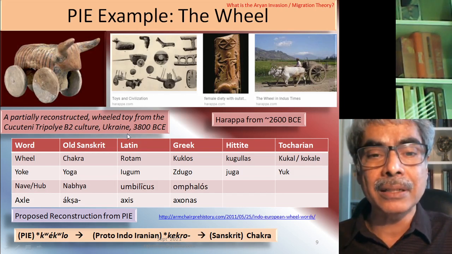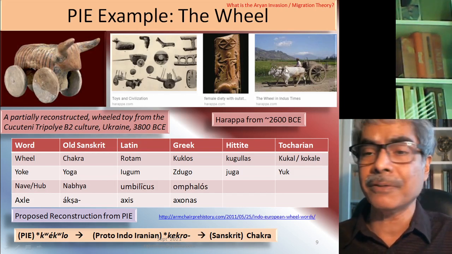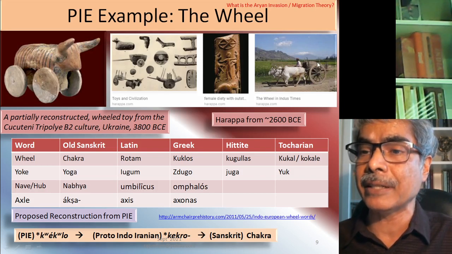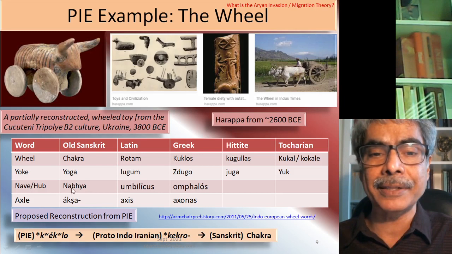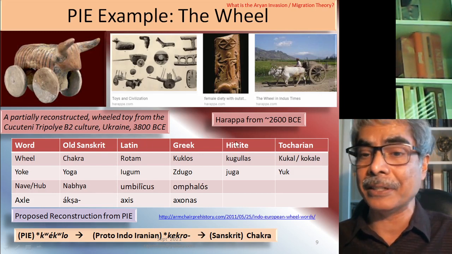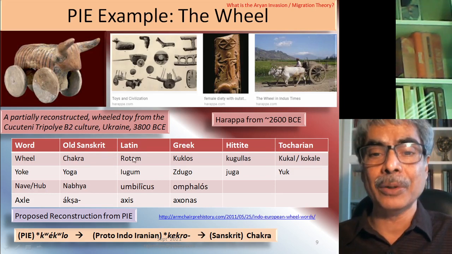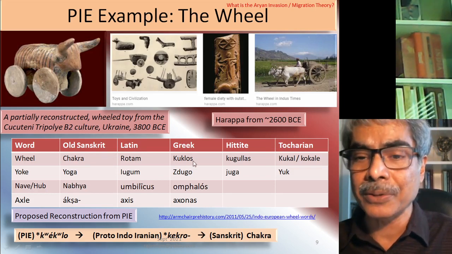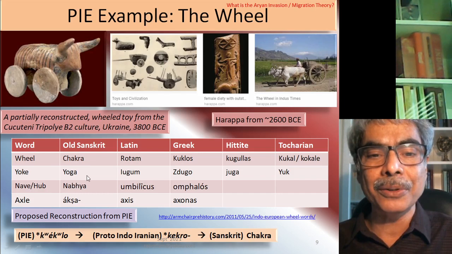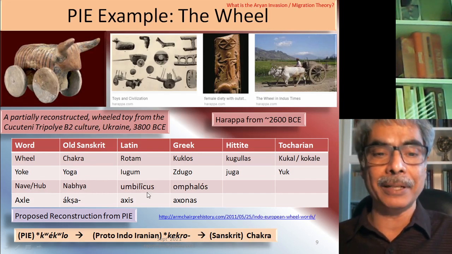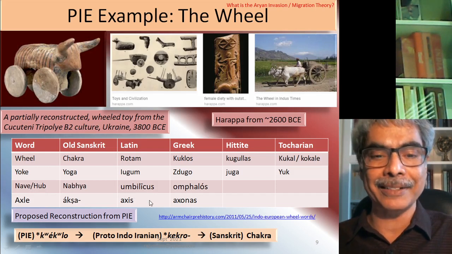And if we look at the words for the technology of the bullock cart, things like the wheel, the nave, the hub, the axle, and all of these things in various languages, Sanskrit, Latin, Greek, Hittite, Tocharian. The wheel is chakra in Sanskrit, rotum in Latin, kuklos in Greek, and so on. Yoke is yoga or lugam over here. Nave is nabya or umbilicus. Axle is aksa or axis.